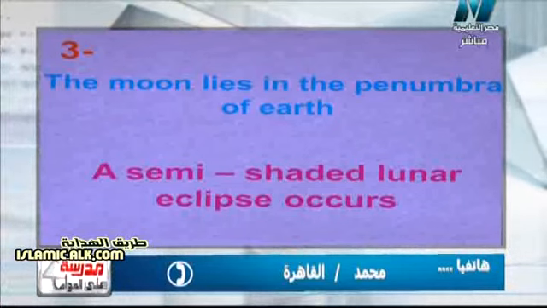Okay, Muhammad? So what happens if all the moon lies in the area of umbra of the earth? A total lunar eclipse will occur. Very good, excellent, Muhammad. Muhammad, does the lunar eclipse need precautions, safety precautions, such as what we use in solar eclipse?